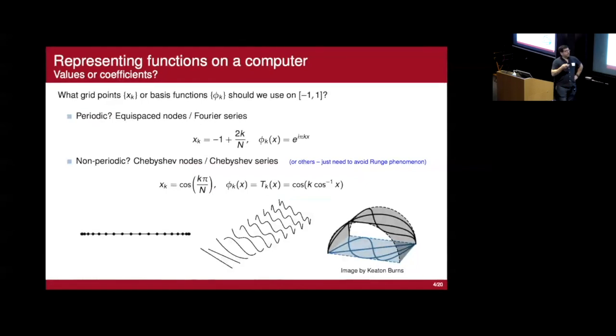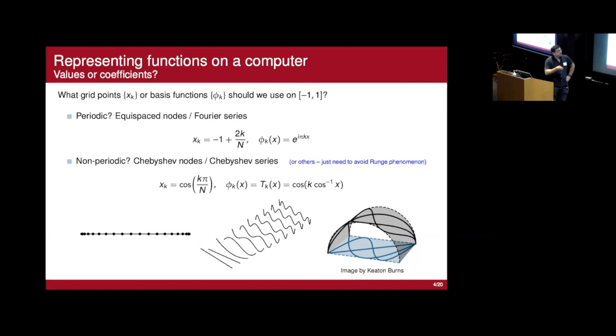Okay, so I want to compute with these things maybe in one of these two representations. So how should I choose my grid points to represent my function if I want to work in values? Or how should I choose my basis functions, phi, if I want to work in coefficients? Well, it turns out if your function is periodic, as you probably know, Fourier series are the right choice to represent a periodic function. And if you want to work in values, it's very simple. You can just work on equally spaced grids of values.